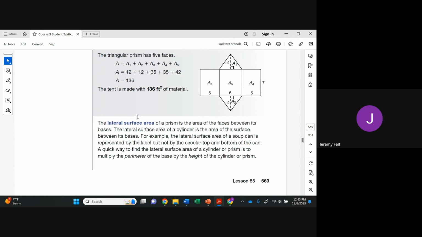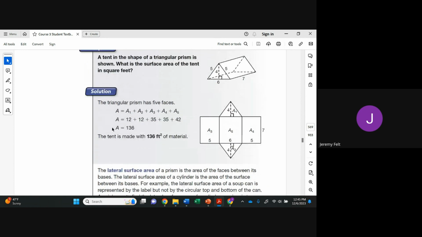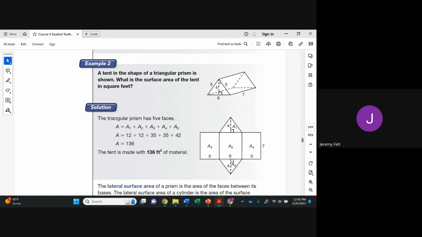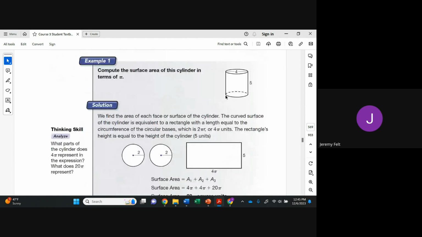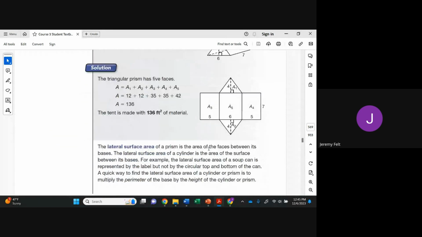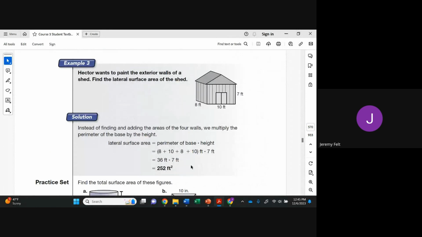So that's what we can think of when we're thinking about lateral surface area. The lateral surface area of a prism is the area of the faces between its bases. So again, lateral surface area, we're not worried about the triangle or the triangle. We would just want to find these three rectangles. That's our lateral surface area. If we're looking at the cylinder, we don't need to know top or bottom. The two circles we don't need to worry about. We just need to know the area of the sides, or in this case would be this rectangle. Okay, so that's lateral surface area.